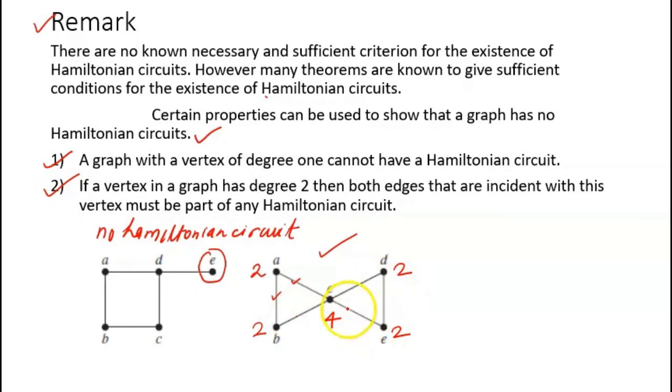If you start at any of them, you will realize that no Hamilton circuit is present. So whenever we have a situation where any vertex of degree 2 is present in the graph, then that vertex must be a part of any Hamiltonian circuit, and then we can give our argument whether such a Hamiltonian circuit will exist or not.